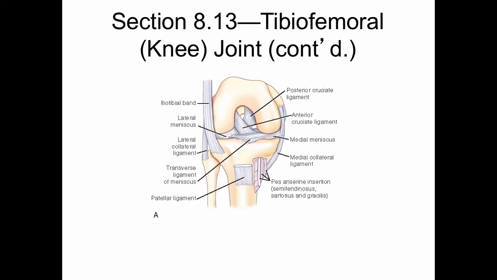The medial and lateral collateral ligaments are found on both sides of the tibiofemoral joint. They are important to limit frontal plane movements of the bones at the knee joint. The medial collateral ligament attaches from the femur to the tibia and limits frontal plane abduction of the leg at the knee joint. The lateral collateral ligament attaches from the femur to the fibula and limits frontal plane adduction of the leg at the knee joint.